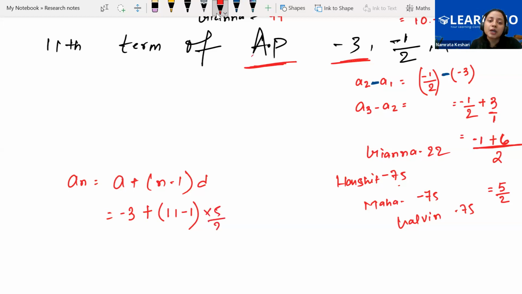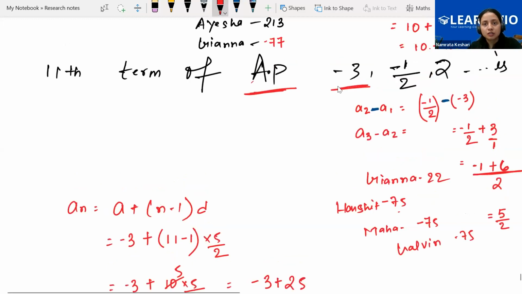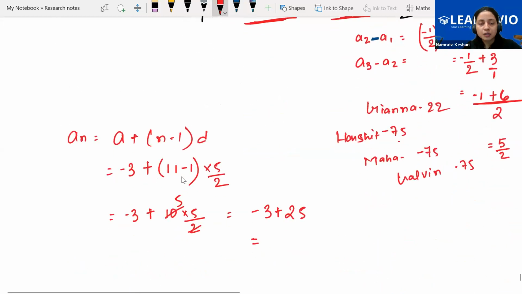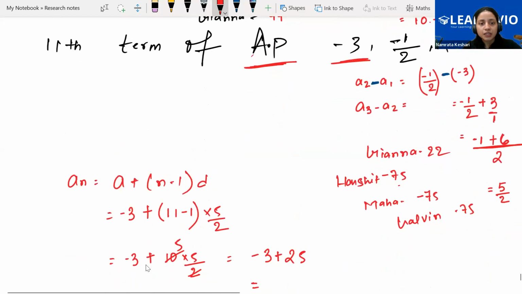Now what we will do, minus 3 plus 11 minus 1 is 10 into 5 by 2. Okay, now let's do the simplification, 5 times 10. So minus 3 plus 25. 25 minus 3. Are we making any mistake? Let me check. It was minus 3, right? Let me match the question. Yeah, it was minus 3 minus 1 by 2 and 2. A plus n minus 1 into d, minus 3 plus 10 into 5 by 2. Yeah.